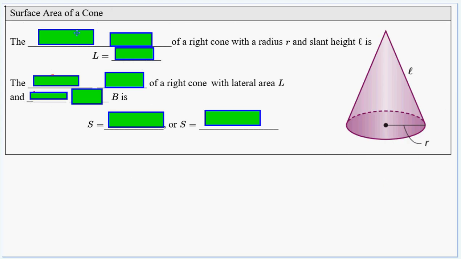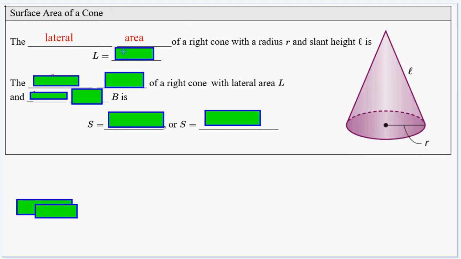All right, little fill in the blank here. The lateral area of a cone with radius r and slant height L is pi r L. Remember, lateral area just does not include the base, so we don't have to worry about the pi r squared there.